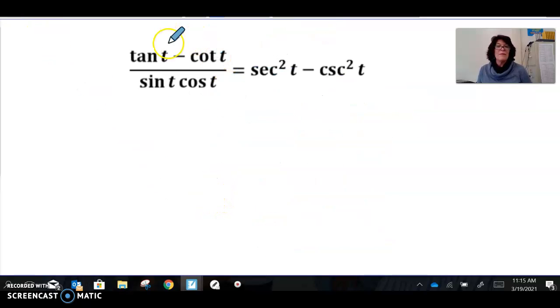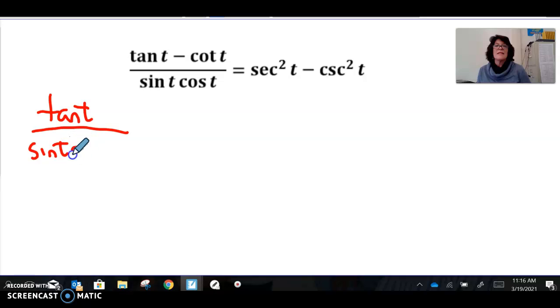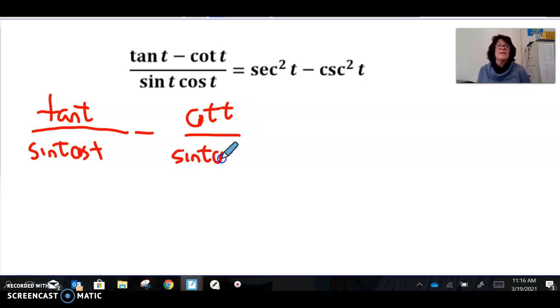Similarly here, I want to try to prove that this side equals this side. Okay? So right now, this side seems a little complicated. Quite honestly. So I think I'm going to try to get this to work out to be this. Okay, you can start with whichever side you want. So I am going to make this two fractions. Tangent of t over sine t cosine t minus cotangent of t over sine t cosine t.